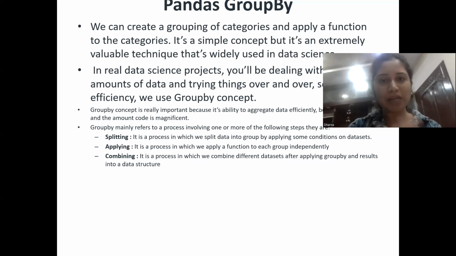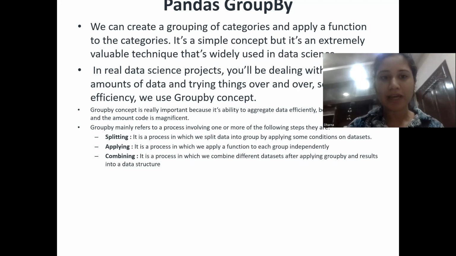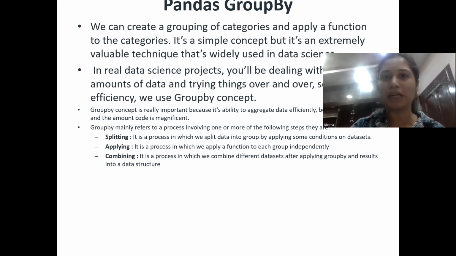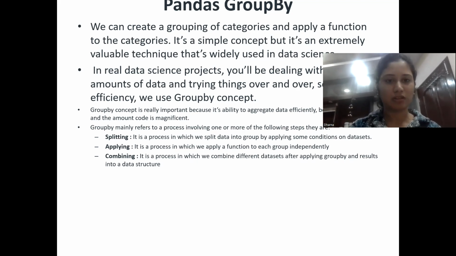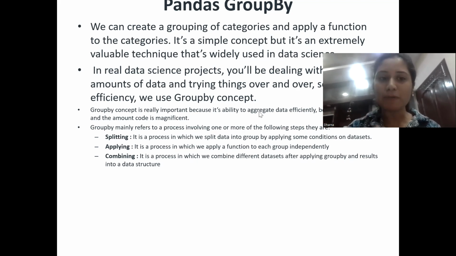Splitting means we split the data into groups by applying some conditions on the data sets. Applying means a process in which we apply a function to each group independently. Combining means we combine the different data sets after applying group by, and it results in a data structure. So group by internally performs these three things. Let's understand how it does that.